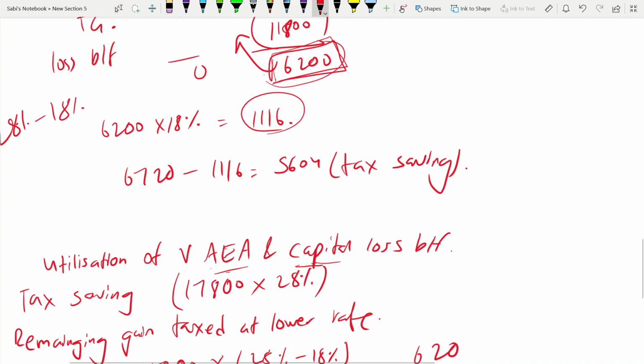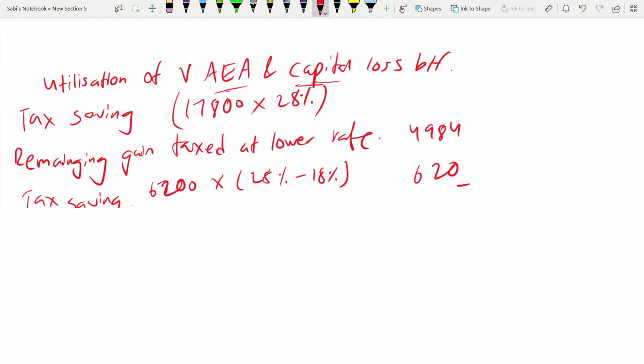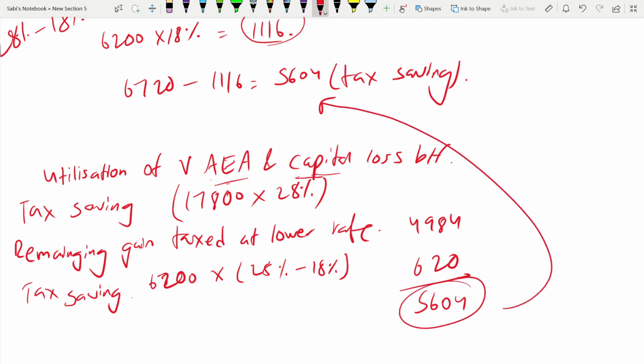So it is 4,984. If you add, it is 5,604. Isn't this and this the same? But this is more shortcut. I know shortcut is a little difficult, tricky rather than the long method, but trust me, it really works. It does magic.